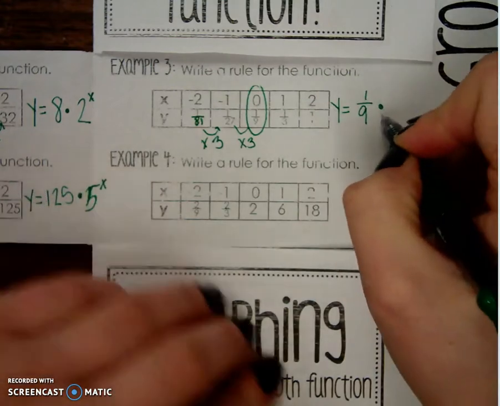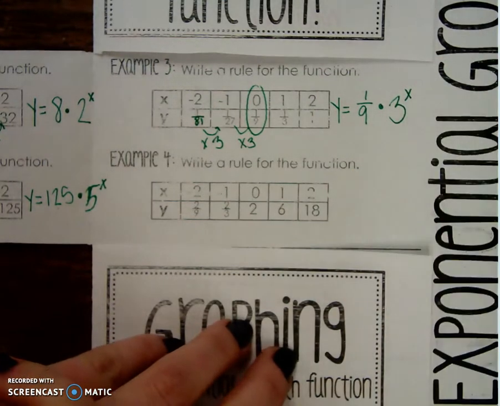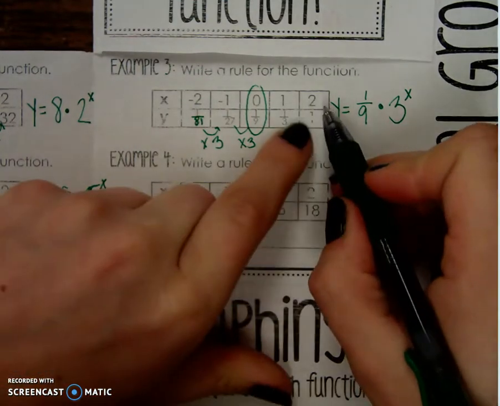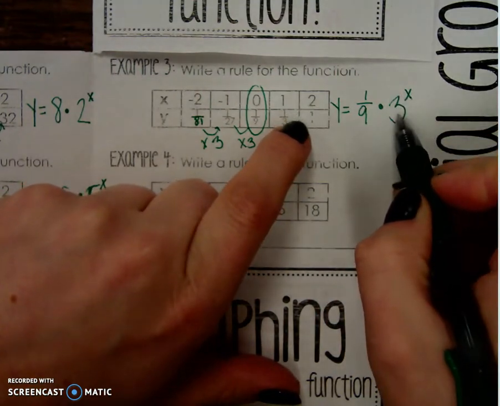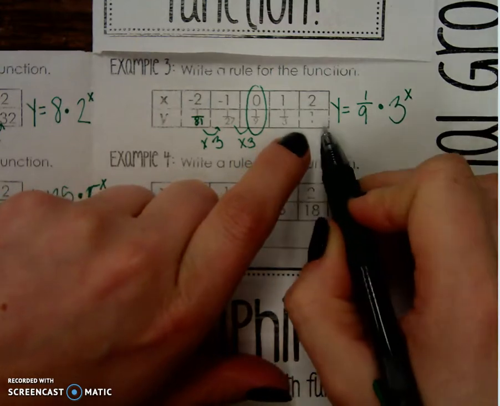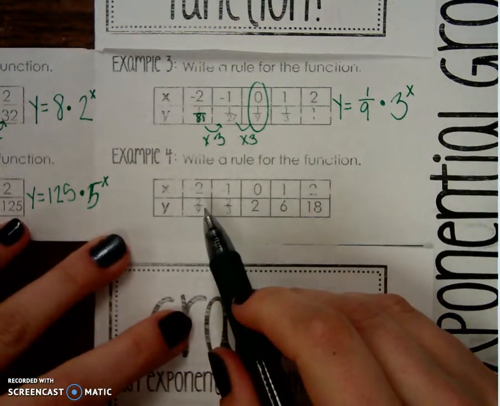Okay, so we're going to multiply the function rule by 3 to whatever the x exponent may be. So let's look. 3 to the second power is 9, and then 9 times 1/9 is 1. So it works.